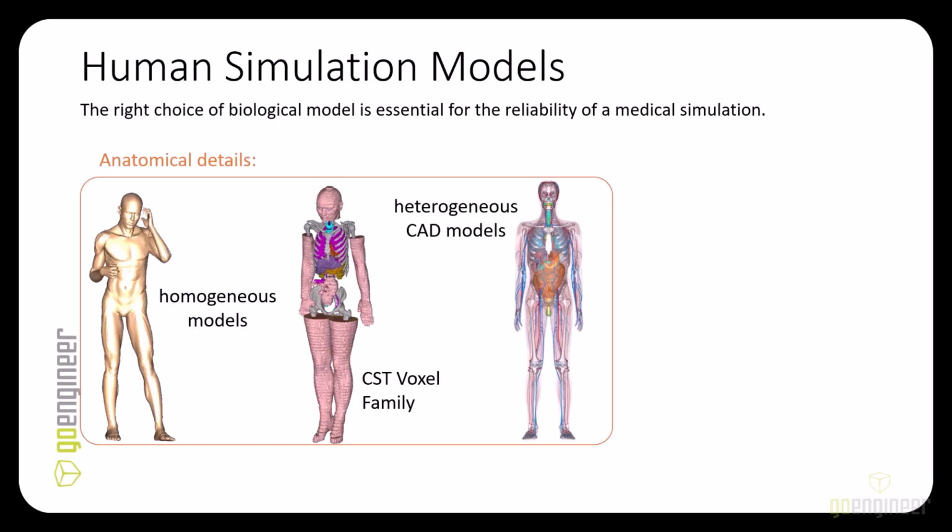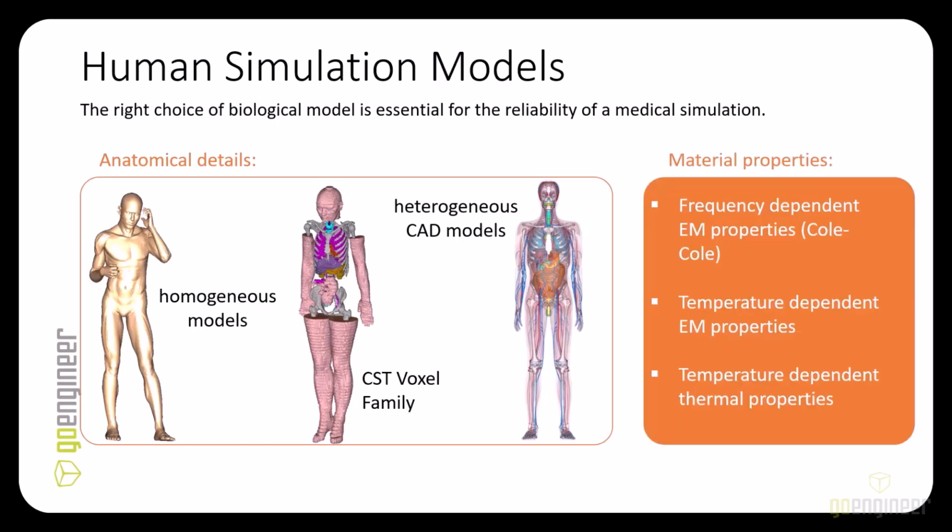However, in most cases, we would like to use a more detailed model, such as the voxel models or heterogeneous CAD models. These models represent detailed inner organs such as bones, muscle, blood vessels, nerves, etc. In addition to the geometric definition, the electromagnetic, thermal, and mechanical properties are also defined.